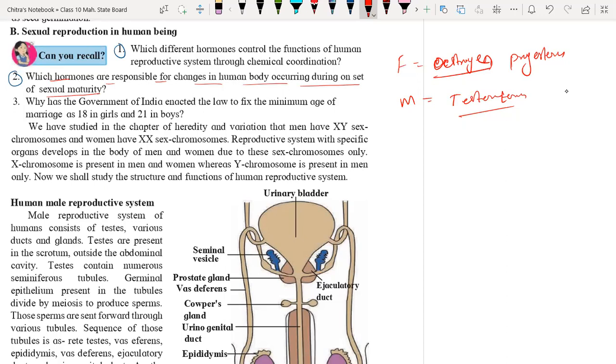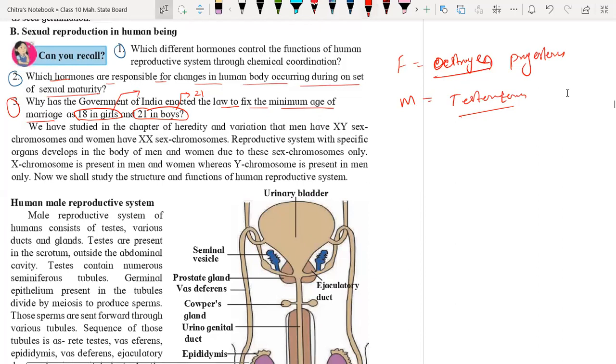Okay. Third question says, why has the government of India enacted the law to fix the minimum age of marriage, which is 18 in case of girls and 21 in case of boys? Because at the age of 18 and after that, girls become fully mature for reproduction, and in case of boys, after the age of 21, they become fully mature for reproduction. That's why the minimum age of marriage, 18 for girls and 21 for boys, is enacted by the Indian government.